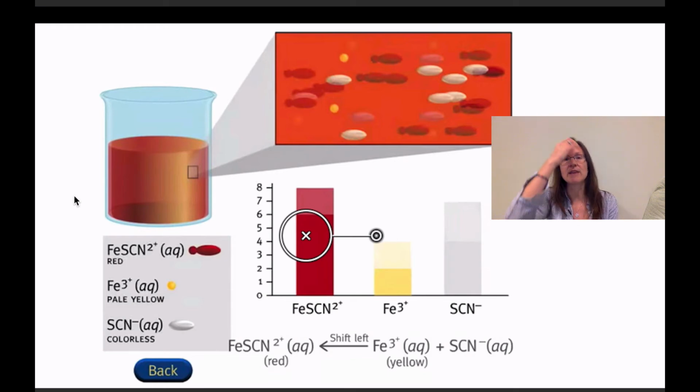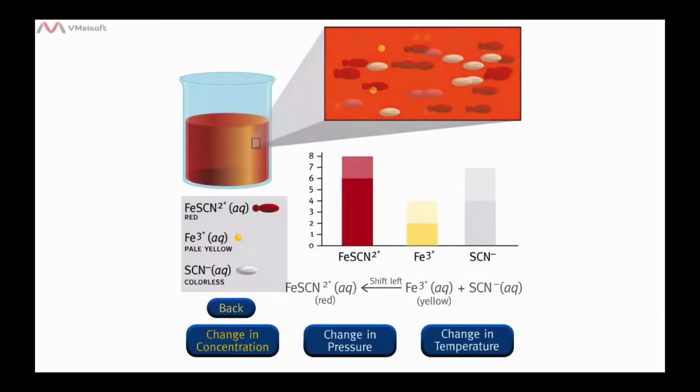Okay, so the effect then is that I'm going to have an increase of that FeSCN ion and a decrease of both the iron and the SCN from where it was at the stress. So stress SCN, shift to the left, increase FeSCN, decrease the other two.